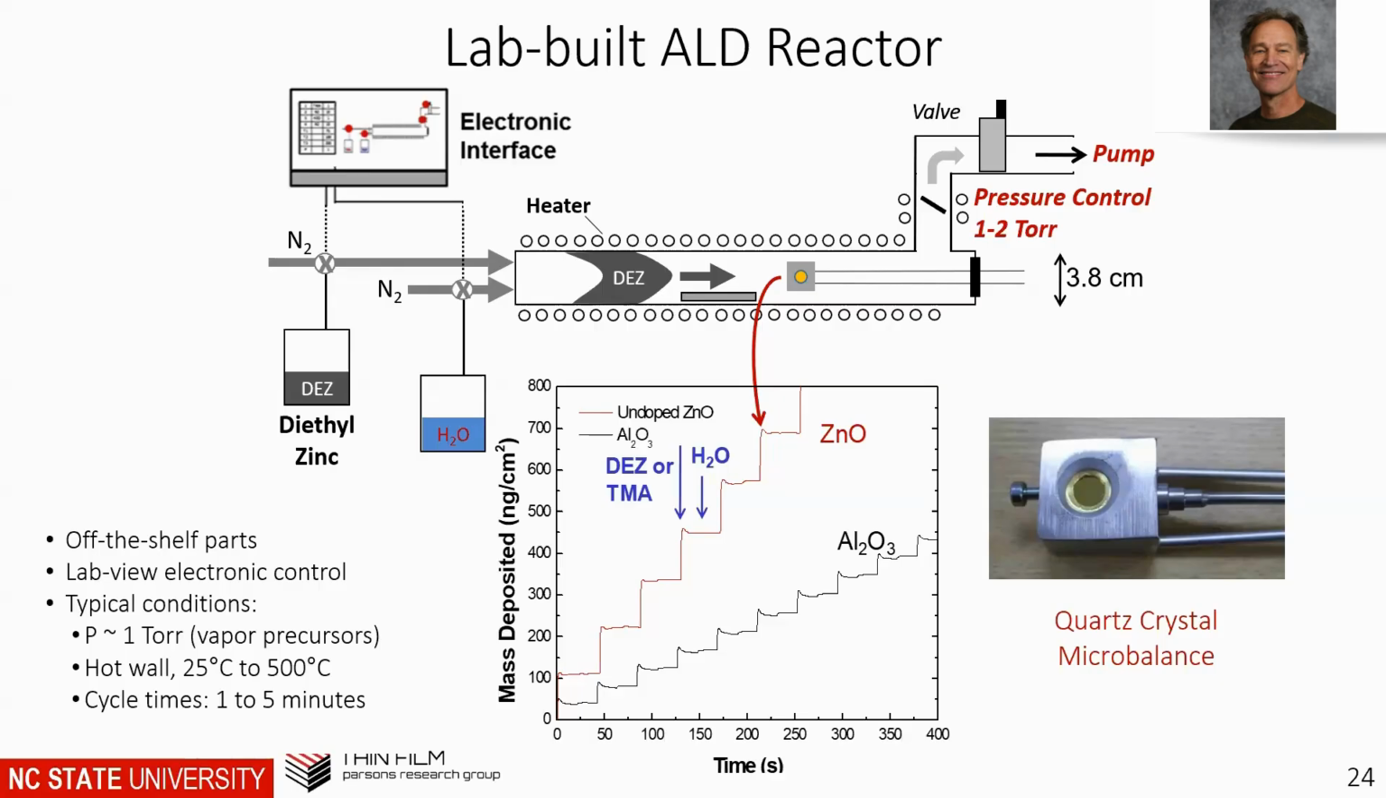So why is that? Anybody want to tell me? Why is there a larger mass increase for zinc oxide compared to aluminum oxide? Anybody know anything about the periodic table? Where is aluminum in the periodic table and where is zinc? What do you think? I can't understand what you're saying, but I think you're saying that zinc is heavier than aluminum, right?